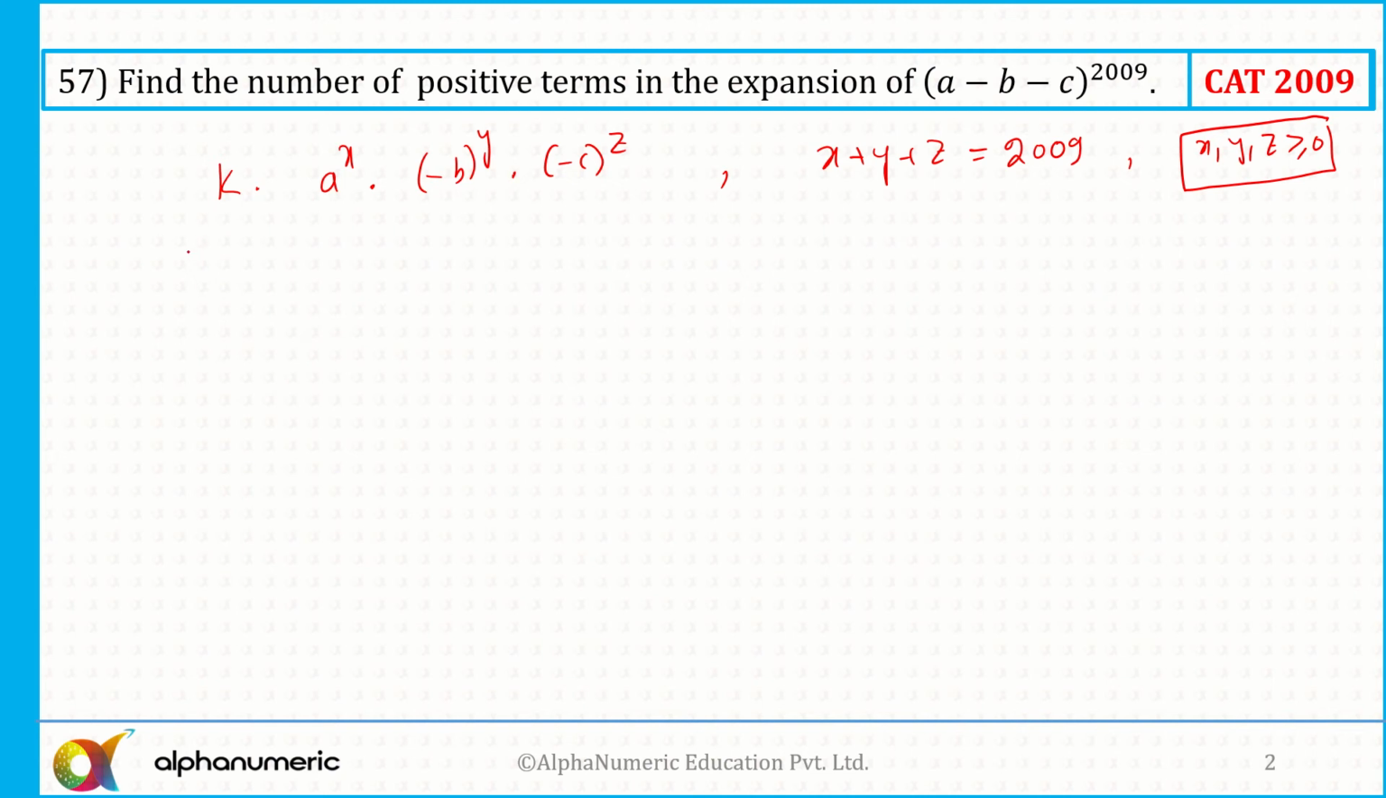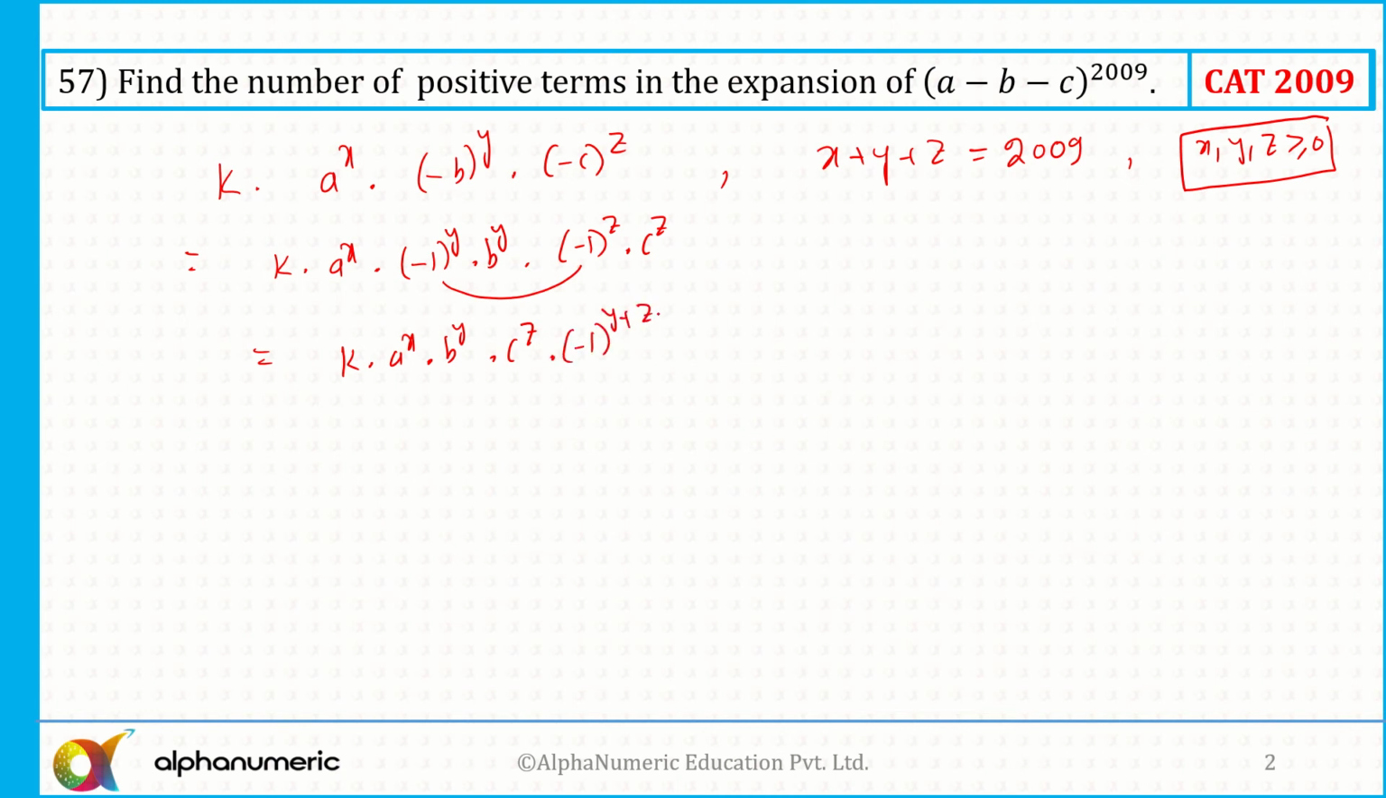So in this expansion, it will be k into a raised to power x into minus b raised to power y. So I can say minus 1 raised to power y into b raised to power y, and minus c raised to power z, so minus 1 raised to power z into c raised to power z. So this will be k into a raised to power x into b raised to power y into c raised to power z. And minus 1 raised to power y into minus 1 raised to power z is what? Minus 1 raised to power y plus z.